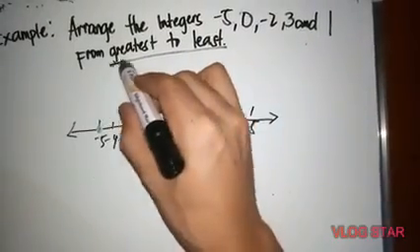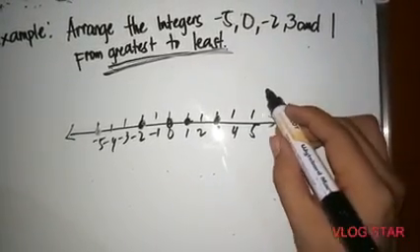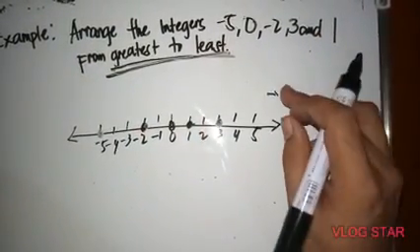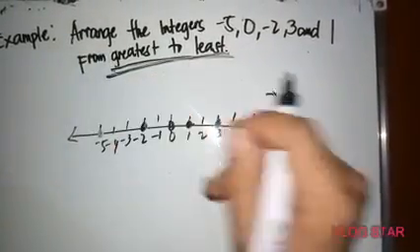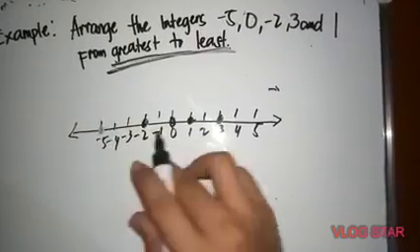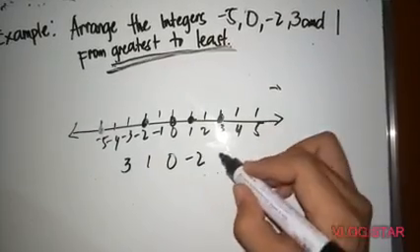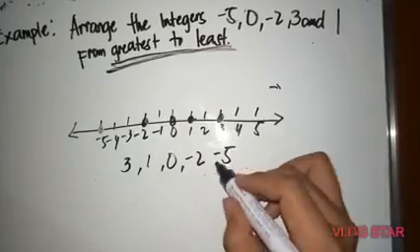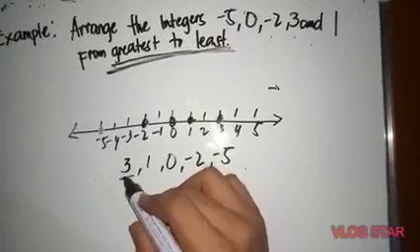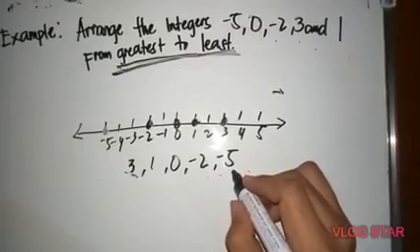So after plotting the integers, this is the time for us to arrange them from greatest to least. If the question is greatest to least, you should always start from the right side to the left. So from right to left, what's the first integer? 3, 1, 0, negative 2, negative 5. So this is the arrangement of negative 5, 0, negative 2, 3, and 1 from greatest to least. The number with the highest value is 3, and the number with the lowest value is negative 5.